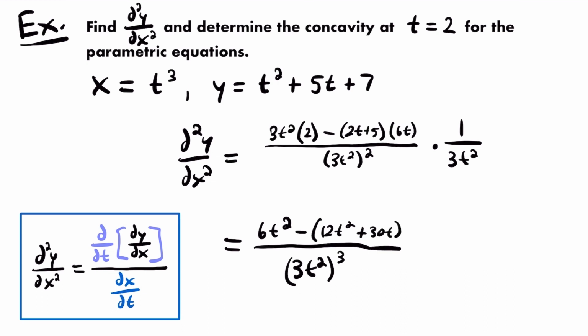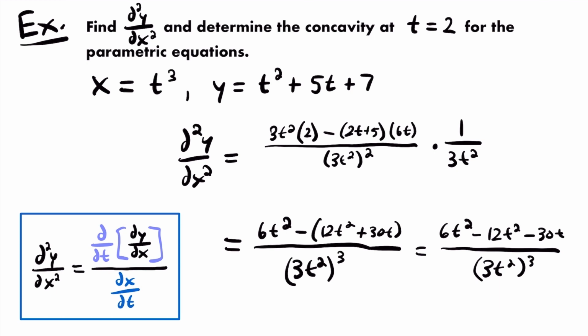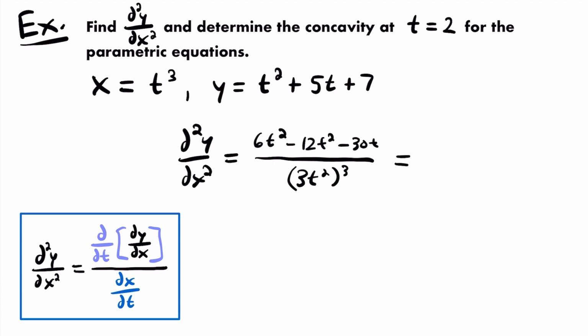Okay? Now let's distribute this negative through this quantity. And this will be equal to 6t squared minus 12t squared minus 30t. And then that's still divided by 3t squared cubed. And now we can add our like terms of 6t squared and negative 12t squared. And so if we combine those, that will be negative 6t squared. And so if I clean up my work again, our second derivative will be equal to negative 6t squared minus 30t divided by 3t squared cubed.